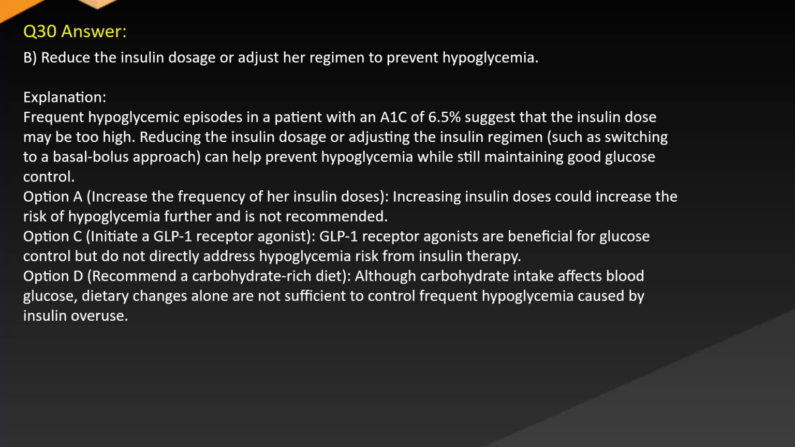Option A. Increase the frequency of her insulin doses. Increasing insulin doses could increase the risk of hypoglycemia further and is not recommended. Option C. Initiate a GLP-1 receptor agonist. GLP-1 receptor agonists are beneficial for glucose control but do not directly address hypoglycemia risk from insulin therapy. Option D. Recommend a carbohydrate-rich diet. Although carbohydrate intake affects blood glucose, dietary changes alone are not sufficient to control frequent hypoglycemia caused by insulin overuse.